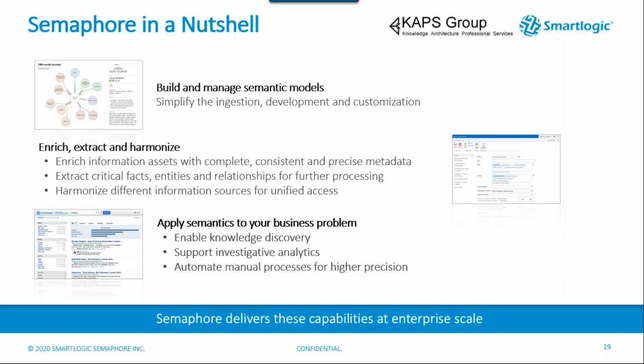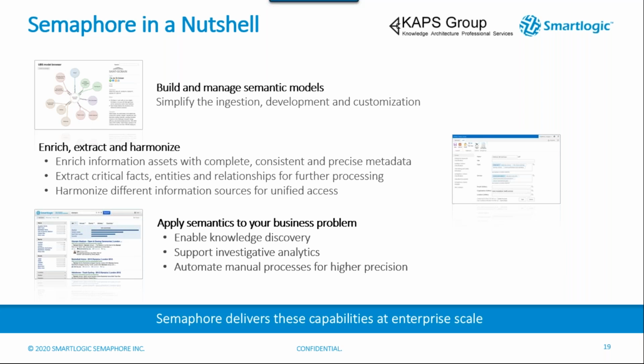All right, thanks, Tom. So as Tom mentioned, Semaphore is a platform used to run the KAPS Group's POCs and full-fledged semantic projects. So basically, Semaphore provides an enterprise 3 broad capabilities. The first is to develop and manage semantic models. Semantic models can be anything as simple as controlled value lists or to more complex types of modeling such as taxonomies and even full-blown ontologies. So it provides the modeling capability for a wide range of semantic models.